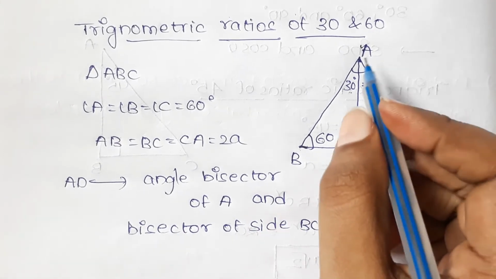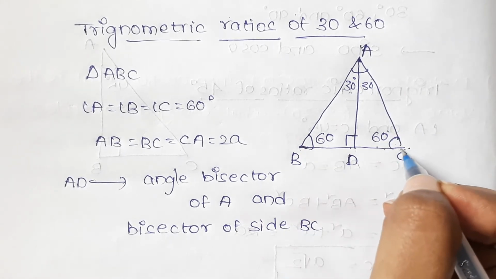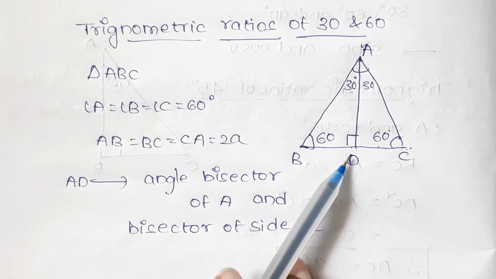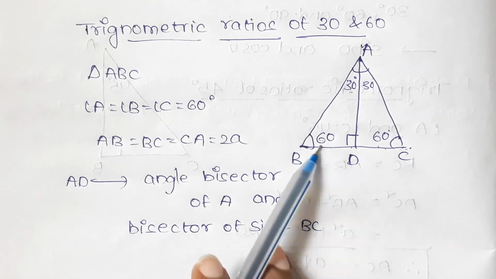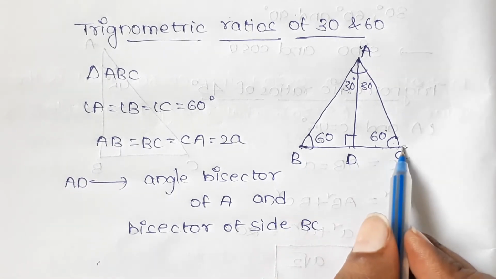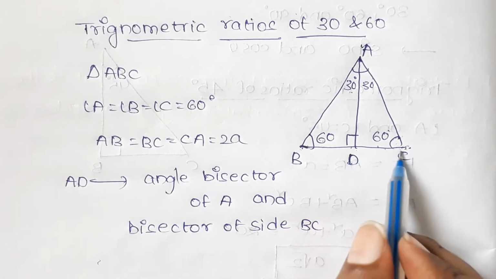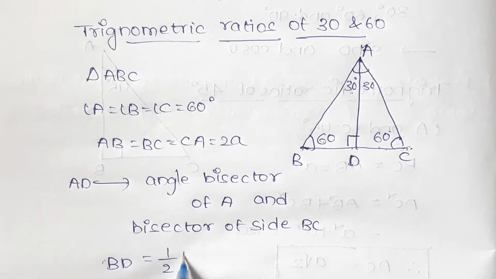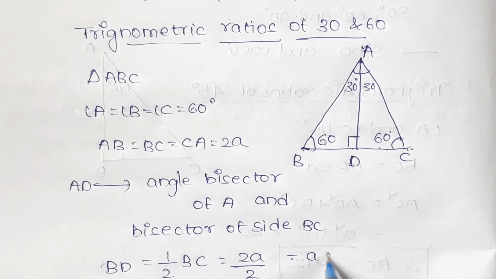Here AD is the angle bisector of A and the bisector of side BC. Since point D divides BC into two equal halves, we know that the length of BC is 2A, and D is divided into two equal parts, that is BD equals half BC, that is 2A by 2, which is A units.